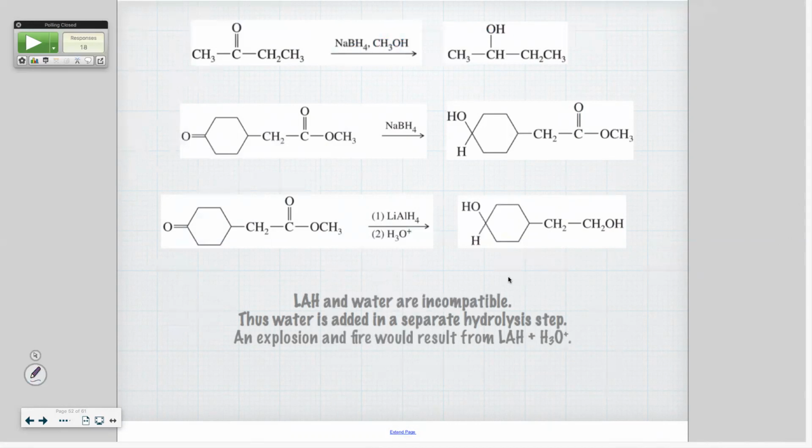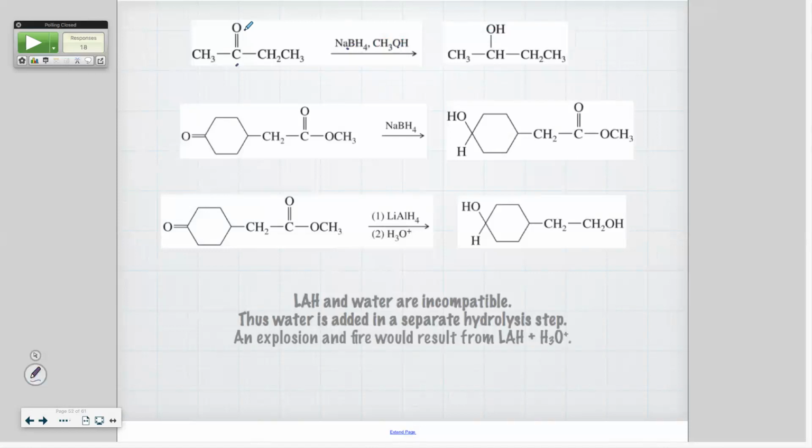Okay, so here we have a ketone, and we're going to use sodium borohydride and methanol. And so 1H is going to go here, 1H is going to go here, and what happens to the double bond? It's gone, right? Don't leave a double bond there. Your carbon will have too many bonds.